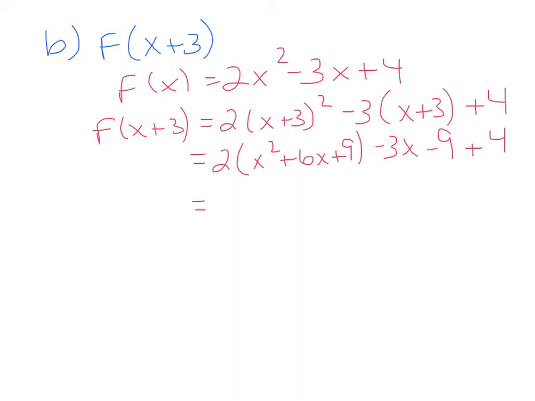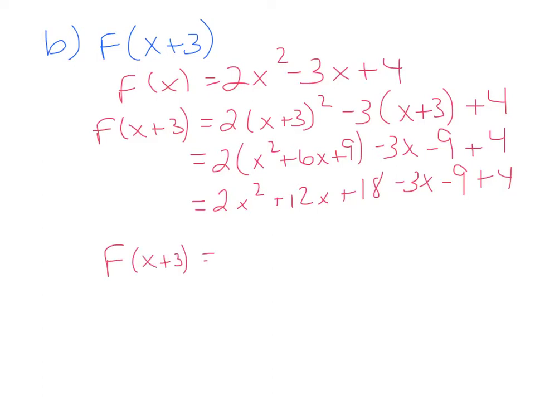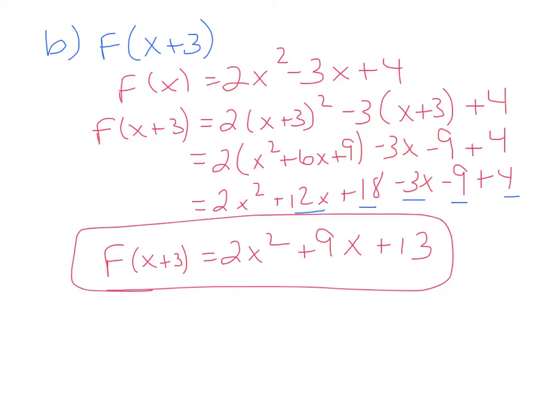So continuing on, we've got to distribute the 2. 2x squared, 12x plus 18. Everything else is just going to kind of carry along for now. And we need to combine like terms. So the value of the function f when I evaluate for x plus 3 is going to be 2x squared. I've got 12 and minus 3 for x's, so that's going to give me a plus 9x. I've got 18 minus 9, which is 9, plus 4 gives me a plus 13. So here is the value of f evaluated for x plus 3.